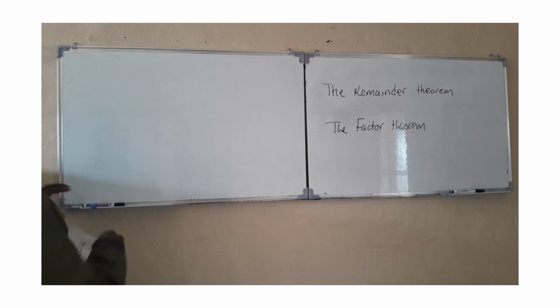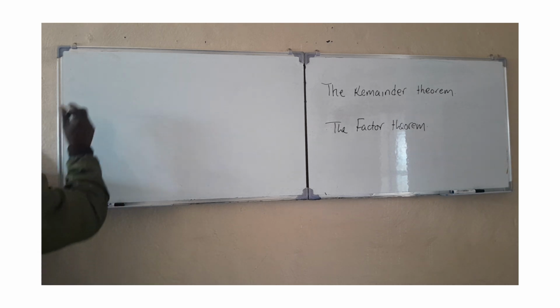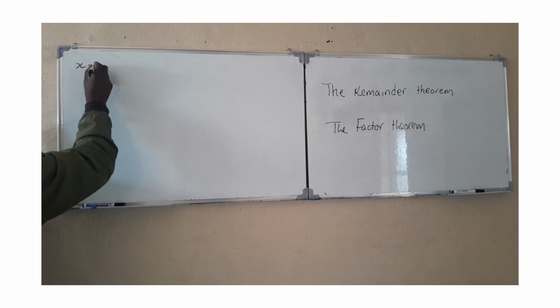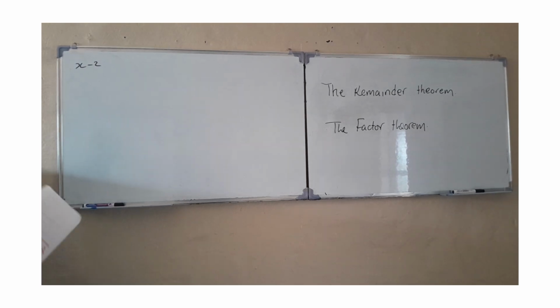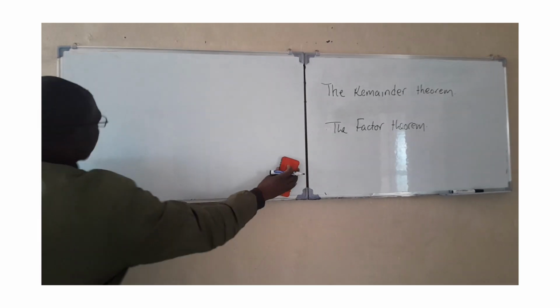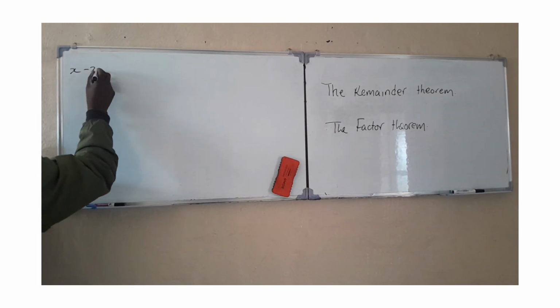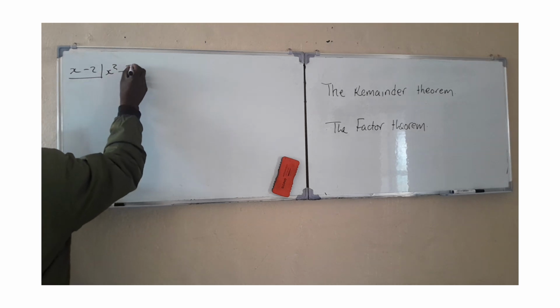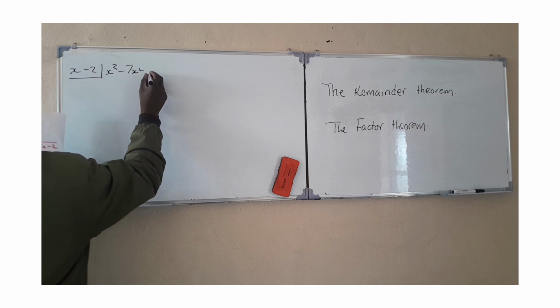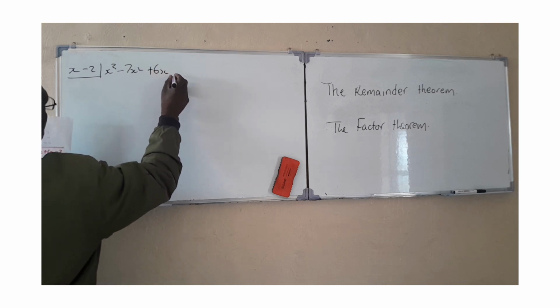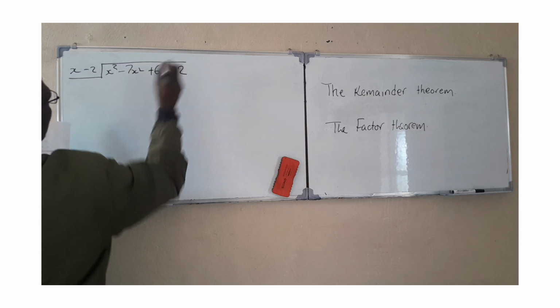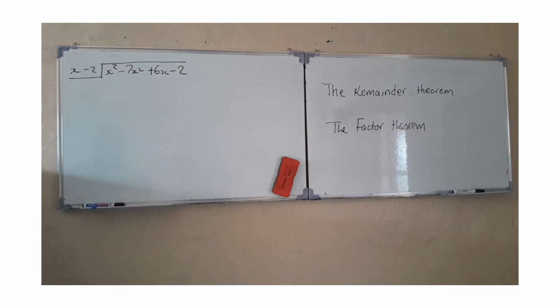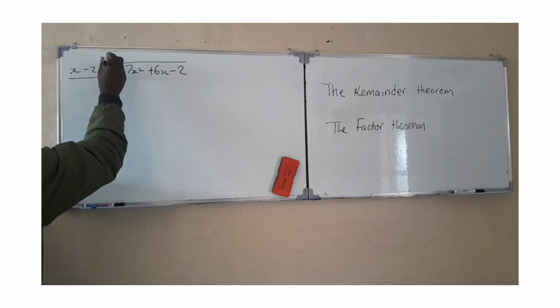Supposing I have to divide x minus 2. Let me write it here. I need to put some space for the quotient there. So x minus 2 dividing x cubed minus 7x squared plus 6x minus 2. Okay, so we need to divide this f of x by that. We proceed exactly as in our long division back in primary days.